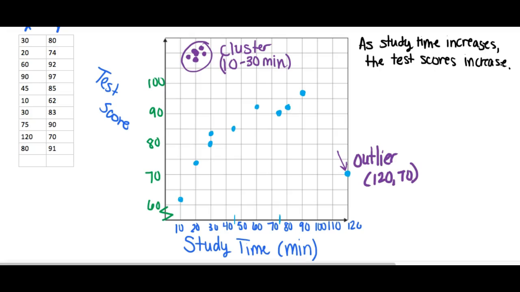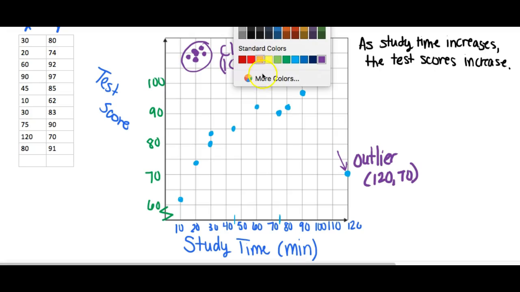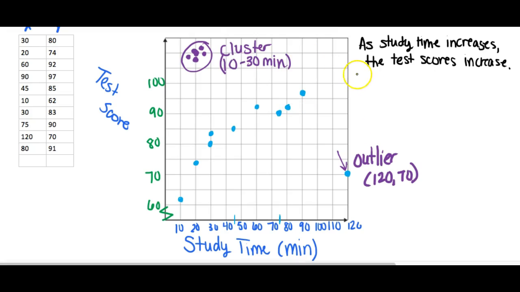Now, this just happens to be a positive correlation or a positive trend or a positive association, kind of depends on how you're looking at it. They all mean the same thing. It's going up. As the time increases, the test scores increase.